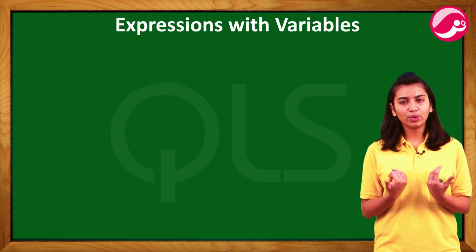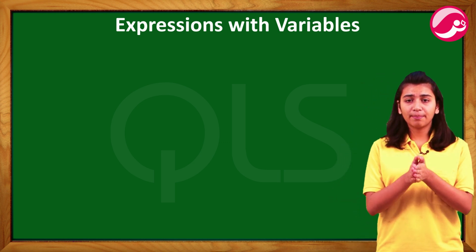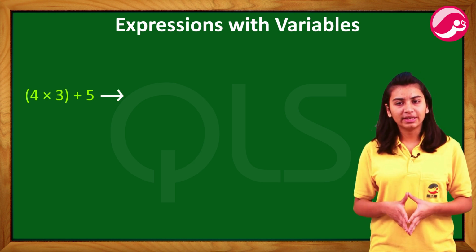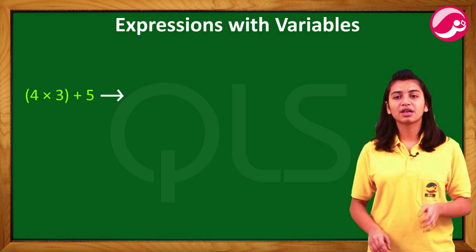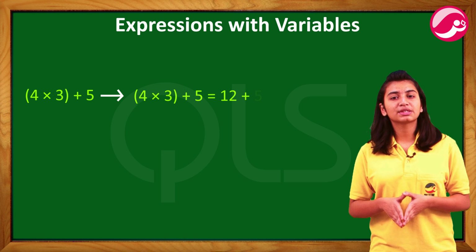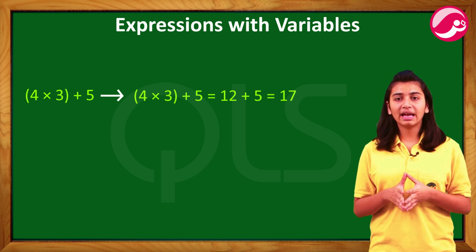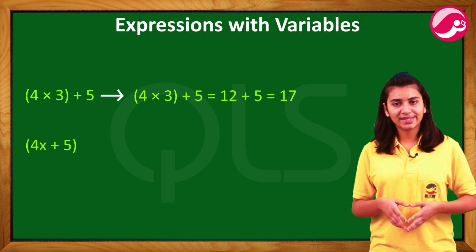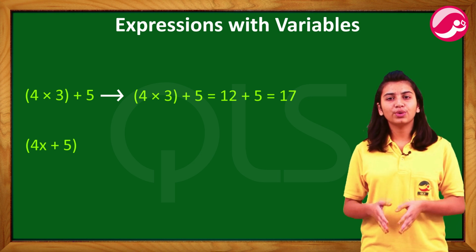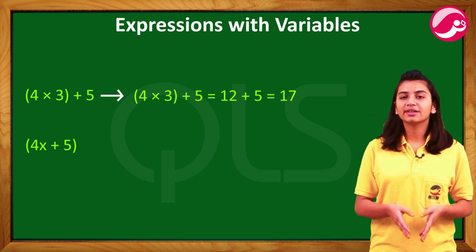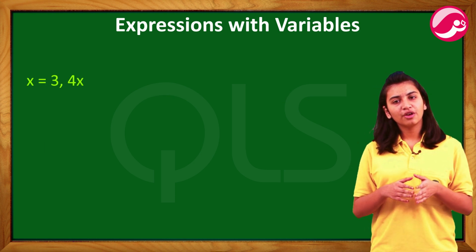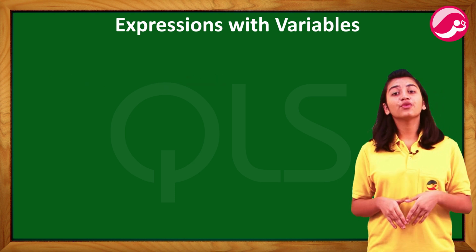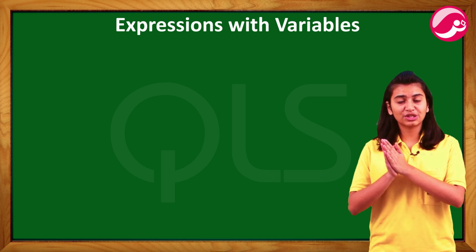One important point must be noted regarding expressions containing variables. A number expression like (4 into 3) plus 5 can be immediately evaluated, but not in the case of variables. 4 into 3 is 12. 12 plus 5 is 17. But an expression like 4x plus 5, which contains a variable x, cannot be evaluated so easily. Only if x is given some value can an expression like 4x plus 5 be evaluated. For example, when x is equal to 3, 4x plus 5 is 4 into 3 plus 5, that is 17, as found above.